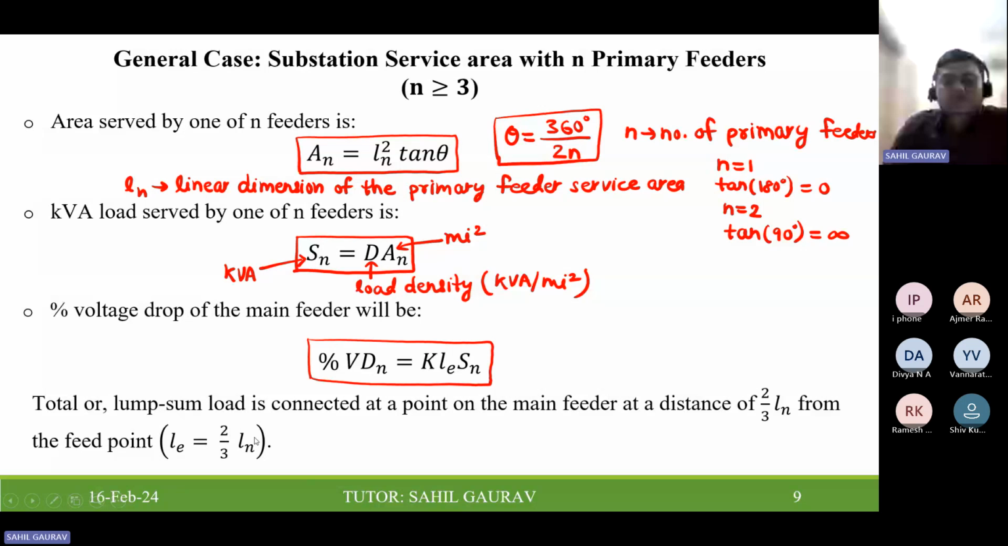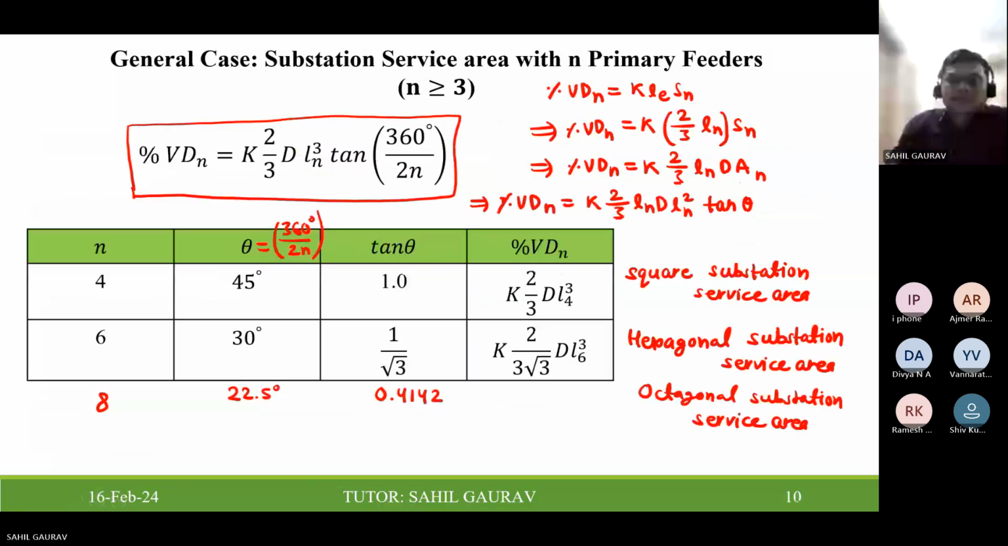So now in this percentage voltage drop of K L into Sn, if you substitute all these values, first substitute Sn equal to D into An, and then put An equal to ln square tan theta. So go in reverse direction. This is the percentage voltage drop expression. Now we substitute first D into the An expression here, and then substitute An equal to ln square tan theta.